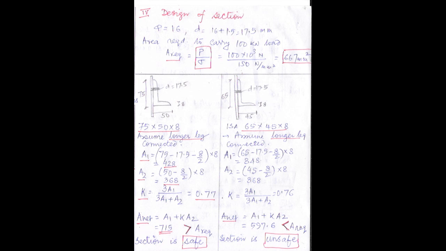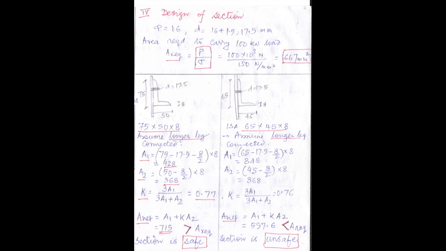Correct? Now let us look at the sections that are available. I have done this in table format. On the left hand side I have taken the first section, that is 75 by 50 by 8, and on the right hand side I have taken 65 by 45 by 8. I will first explain the 75 by 50 by 8 section. Here I have assumed that the longer leg is connected with the gusset plate. Longer leg means which one? 75.